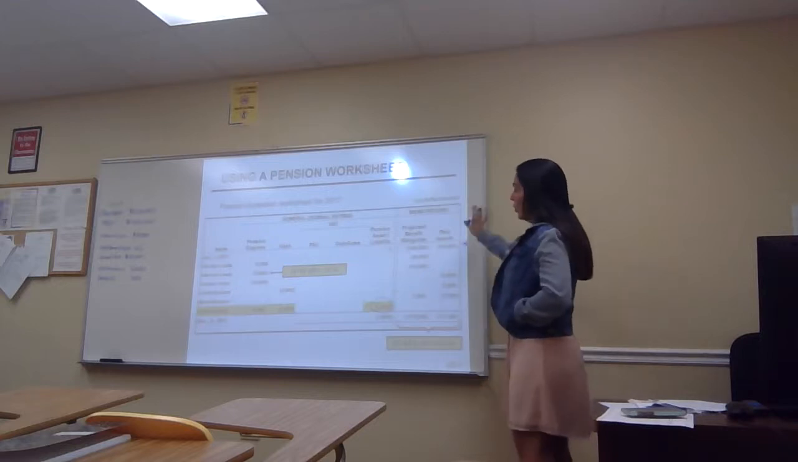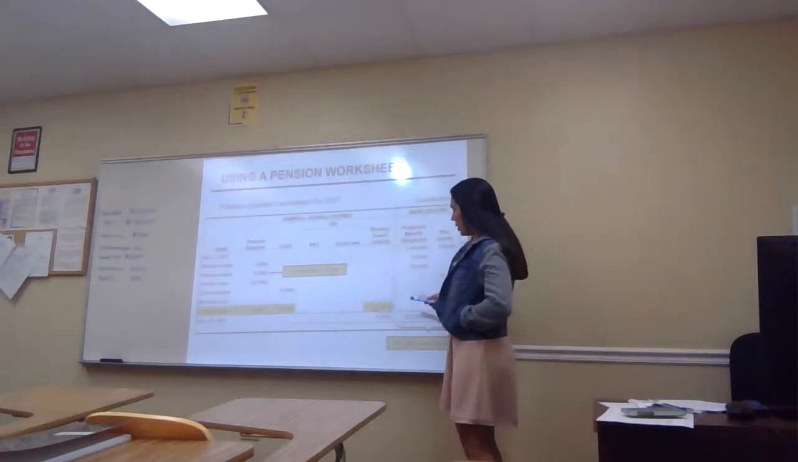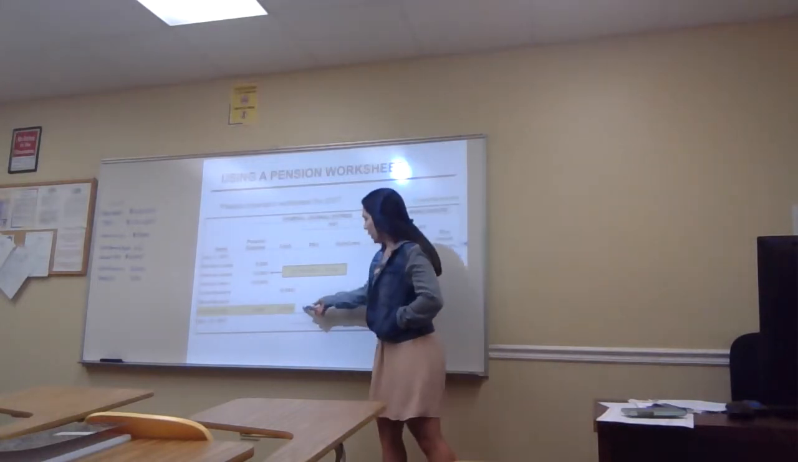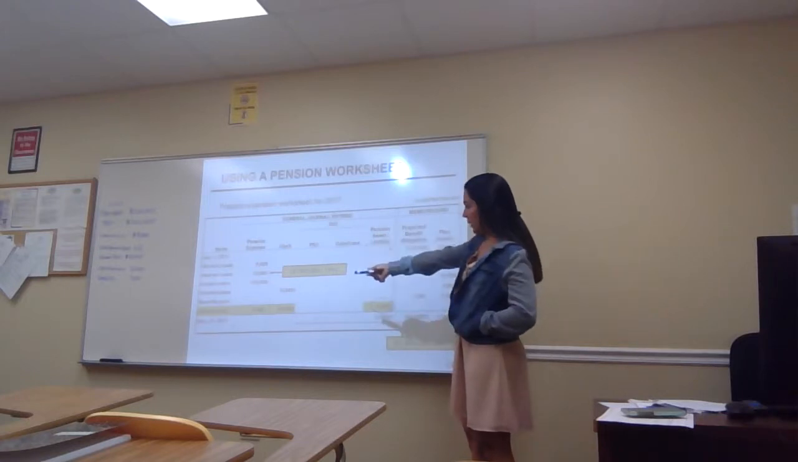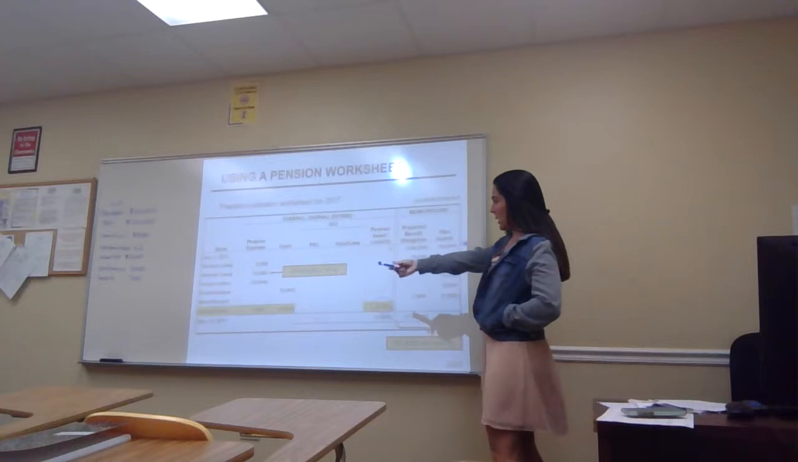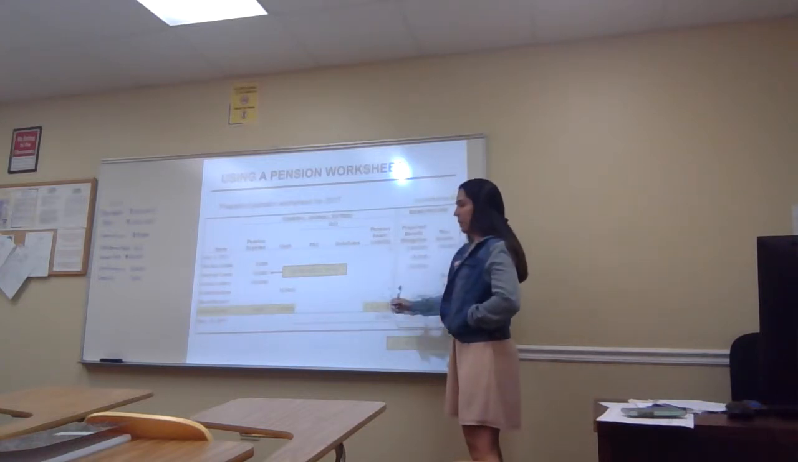So now, once you're done with this worksheet, you're ready to prepare your journal entry, and your journal entry comes right off of these figures right here. You're going to debit your pension expense by $9,000. You're going to credit your cash by $8,000, and you're going to credit your pension liability by $1,000.